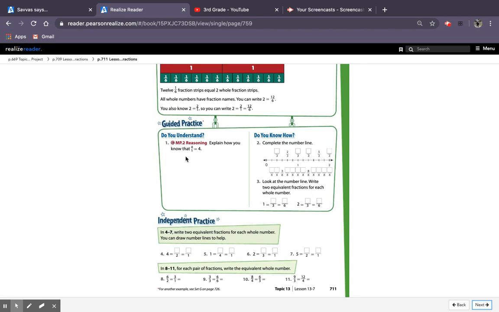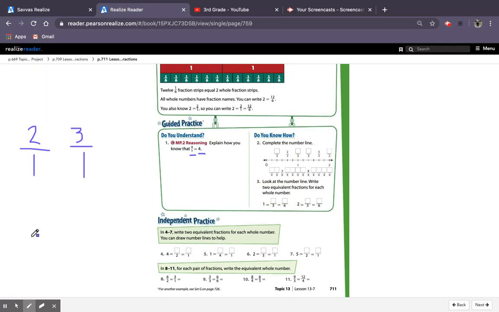Okay, so how do I know that 4/1 equals 4? Because I know when the denominator is a 1, that the top number represents the whole number. So whether it's a 2 on top or a 3 on top as my numerator, if I have 1 as my denominator, I know that the top number, the numerator, represents the whole number.